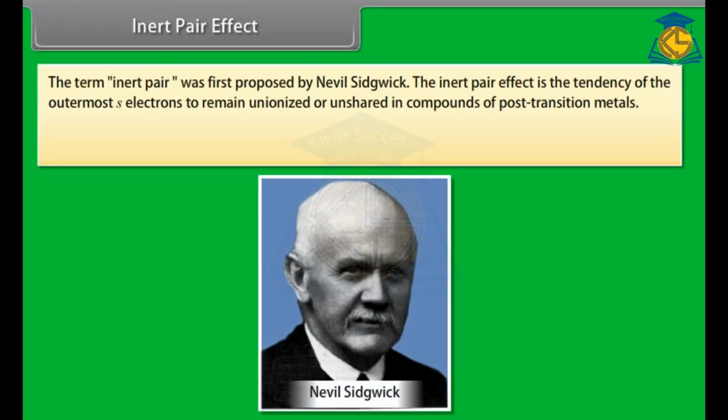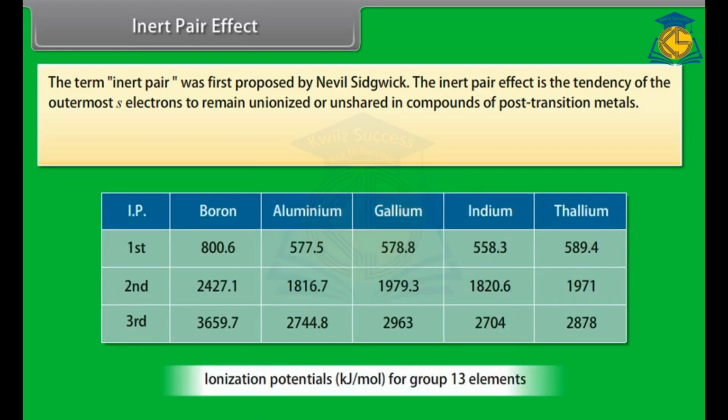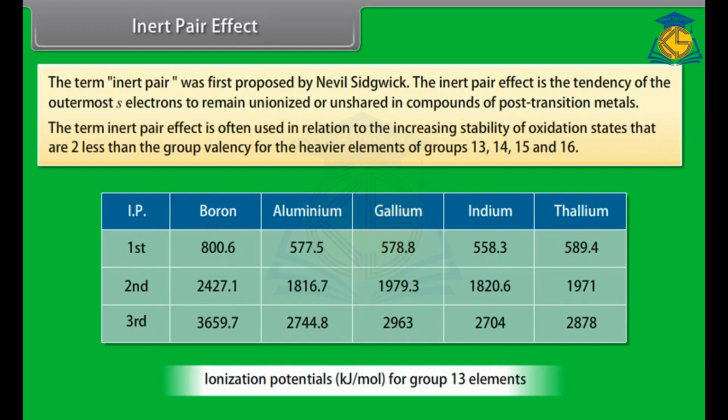Inert pair effect. The term inert pair was first proposed by Nevil Sidgwick. The inert pair effect is the tendency of the outermost s electrons to remain unionized or unshared in compounds of post-transition metals. The term inert pair effect is often used in relation to the increasing stability of oxidation states that are 2 less than the group valency for the heavier elements of groups 13, 14, 15 and 16.